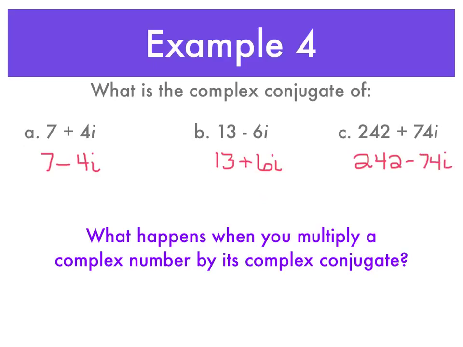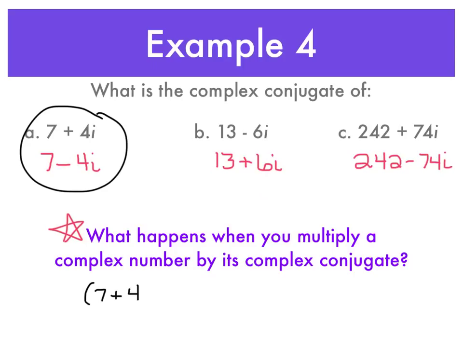So what's the point of that? Why is that helpful? Well, that's what the answer to this question is. What happens when you multiply a complex number by its complex conjugate? Let's take, for example, this first set. 7 plus 4i times 7 minus 4i.